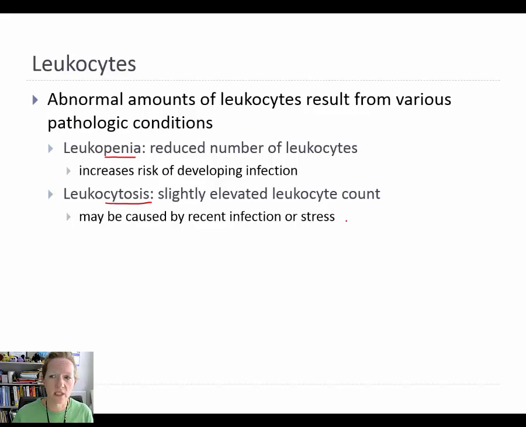Leukocytosis can be caused, of course, by a recent infection. If you get a bacterial infection, you'll have more neutrophils. If it's a parasitic worm infection, you'll have more eosinophils. But stress can also cause an elevated white blood cell count, and stress can sometimes cause a decrease in white blood cell count. It's interesting how stress can cause both, because remember we talked in chapter 17 about how chronic stress can reduce the amount of white blood cells in your immune response. So stress can go either way.